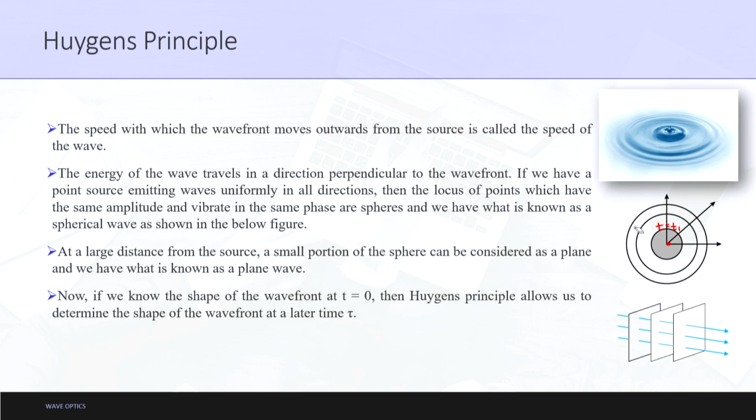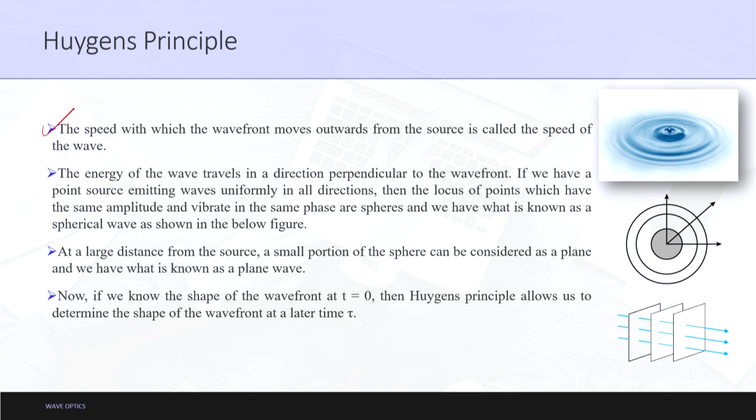It was just the typical model of the above diagram, when we view it from above, to show the circular rings. The speed with which the wavefront moves outward from the source is called the speed of the wave. It's quite evident. This vector shows the direction of the movement of the wave, and hence this is the speed of the wave.